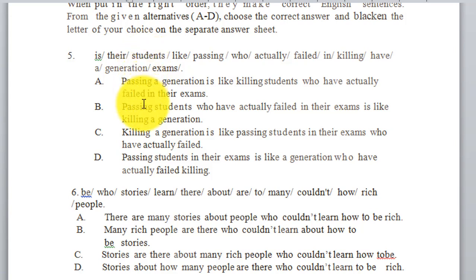So here, passing a generation is like killing a generation who have actually failed in their exam: meaningless. So simply, passing students who have actually failed in their exam is like killing a generation. But that's meaningful. የወደቁ ተማሪዎችን ማሳለፍ ማለት ዜጋን እንደመግደል ማለት ነው. Passing students who have failed: what's the independent clause here? Passing a student is like killing a generation, this is the main clause. Who have actually failed in their exam is a relative clause, a dependent clause, a defining relative clause. It's defining what kind of subject it is, that is passing students. It is not extra information, so it is the correct structure. እነዚህን word orders እናስቀምጣቸው, ይሄን ትርጉም ይሰጠኛል, that's all right.